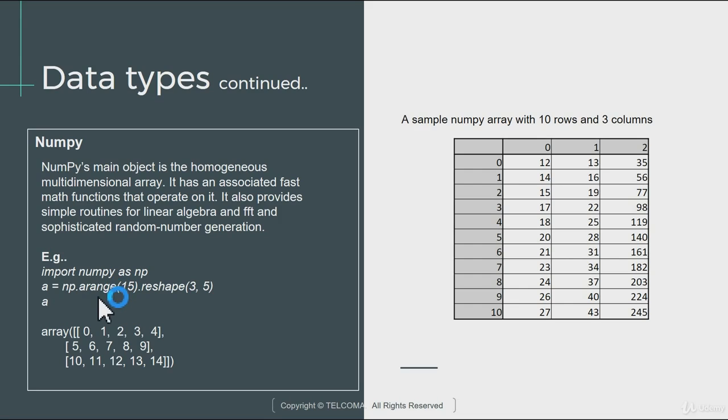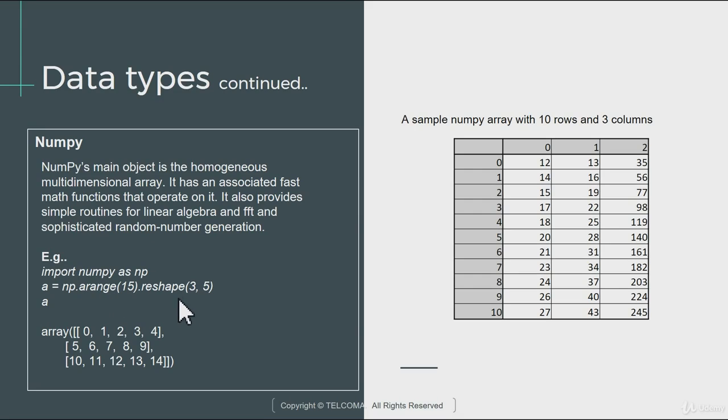So you're invoking the function arange from Numpy and you're passing a parameter 15. So what will happen over here is it will create a Numpy array with 15 elements. It will start from 0, end at 14, and it will be one-dimensional. That is, it will have just one row. Now the resultant object is again a Numpy object.